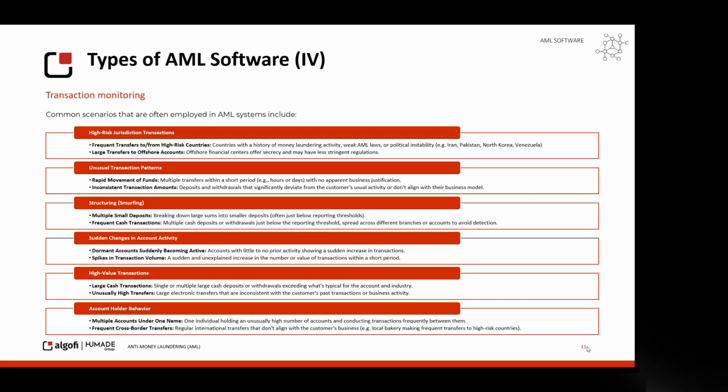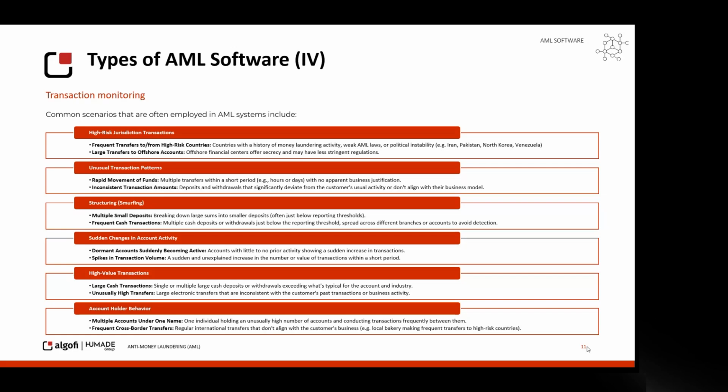Frequent cash transactions, multiple cash deposits or withdrawals just below the reporting threshold, spread across different branches or accounts to avoid detection. Sudden changes in account activity. For example, if a dormant account suddenly becomes active, so accounts with little or no prior activity showing a sudden increase in transactions, it can be suspicious. Spikes in transaction volume, a sudden and unexplained increase in the number or value of transactions within a short period.